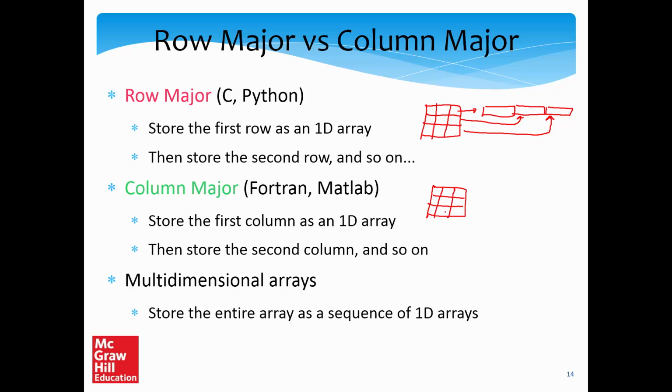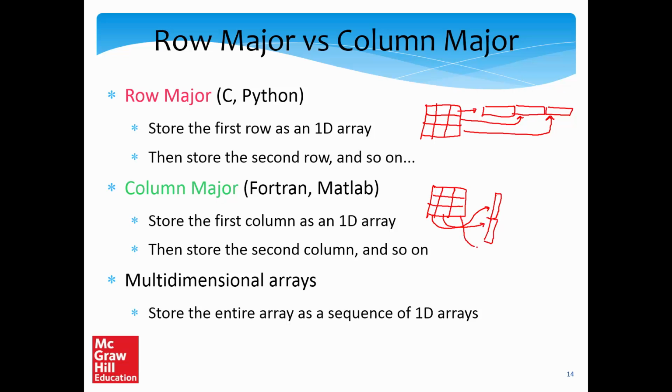There are trade-offs between row major and column major, but we are not in a position to appreciate this right now. We'll discuss more of it in chapter 10. So what exactly is column major? In column major, the first column is stored. Then the second column is stored.